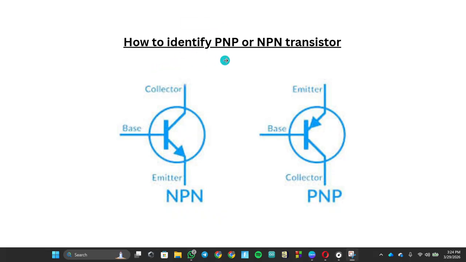Okay, how to identify a PNP or NPN transistor? We can identify it by putting our positive side on the base and the negative side on the first or third terminal. That is a PNP transistor. Sorry, if you put the negative side on the base and the positive on the first or third terminal, and we get a value, it means it is an NPN transistor.